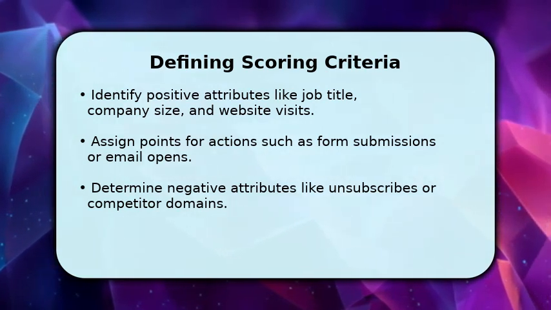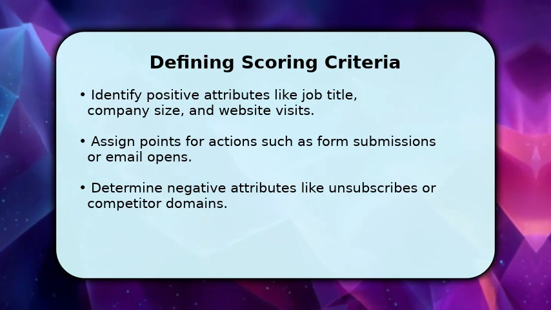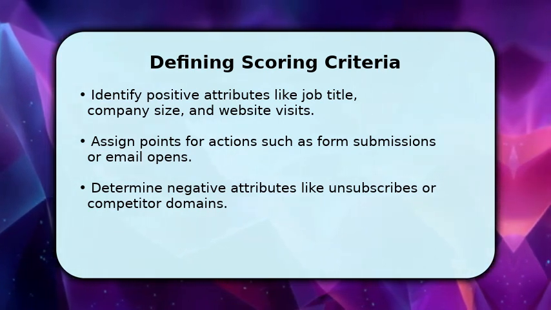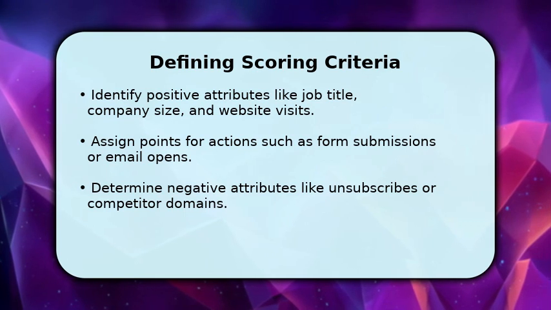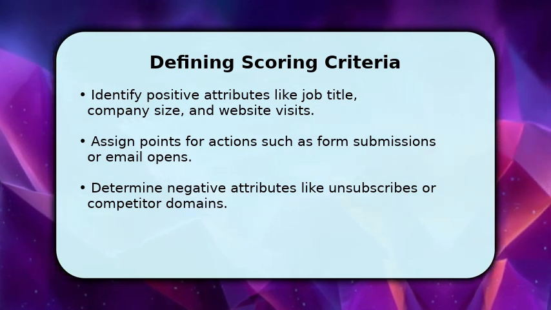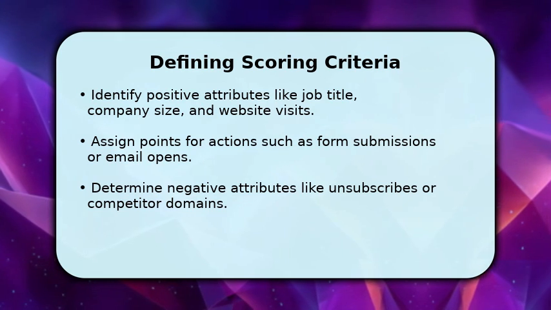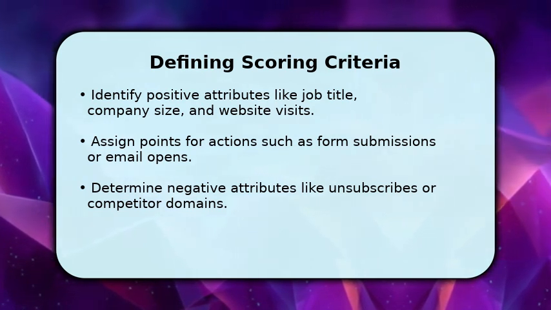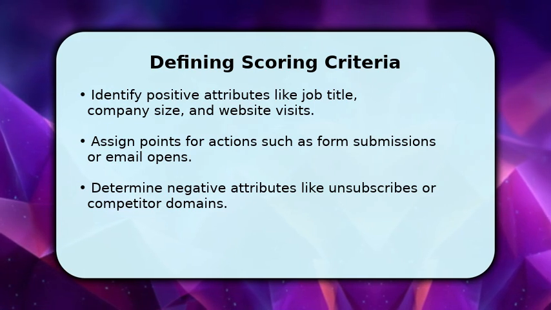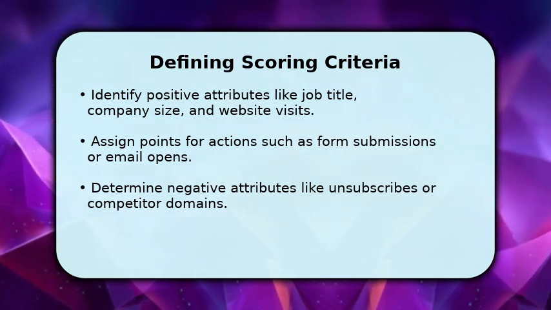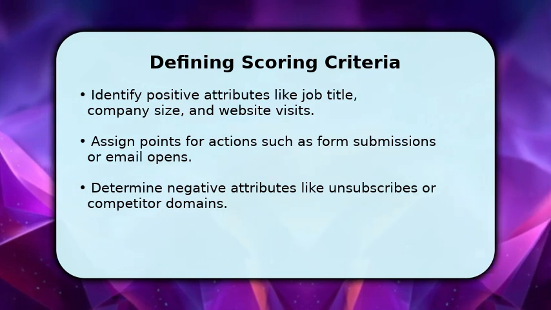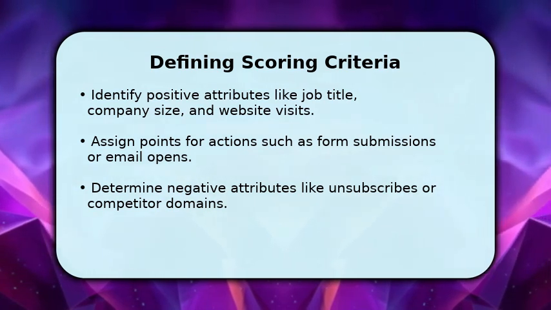Consider positive attributes like a specific job title or company size, assigning points for these. Also, assign points for engagement, such as visiting key pages or submitting a form. Equally important is identifying negative attributes, like unsubscribing from emails or being from a competitor's domain, and deducting points accordingly. This balanced approach ensures a comprehensive and accurate score.